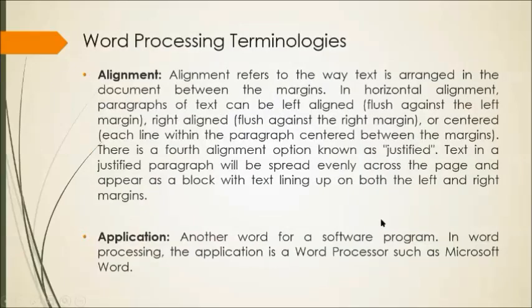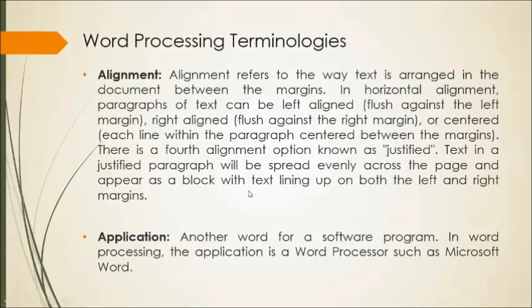So now let's proceed with some word processing terminologies. So we have alignment. It refers to the way text is arranged in the document between the margins. In horizontal alignment, paragraphs of text can be left aligned, flush against the left margin, right aligned, flush against the right margin, or centered, so each line within the paragraph is centered between the margins. There is a fourth alignment option known as justified. Text in a justified paragraph will be spread evenly across the page and appears as a block with text lining up on both the right and left margin.